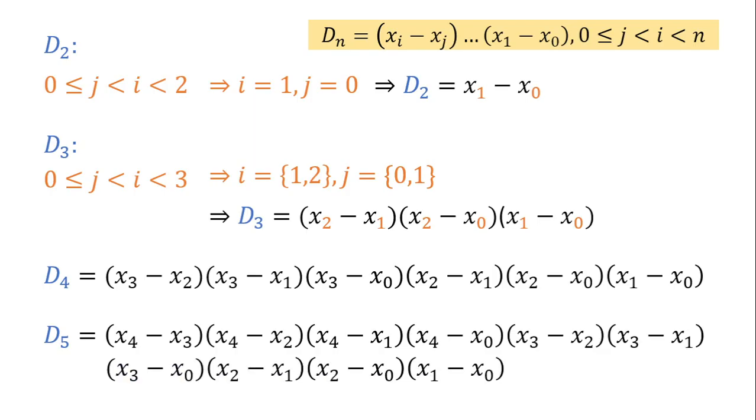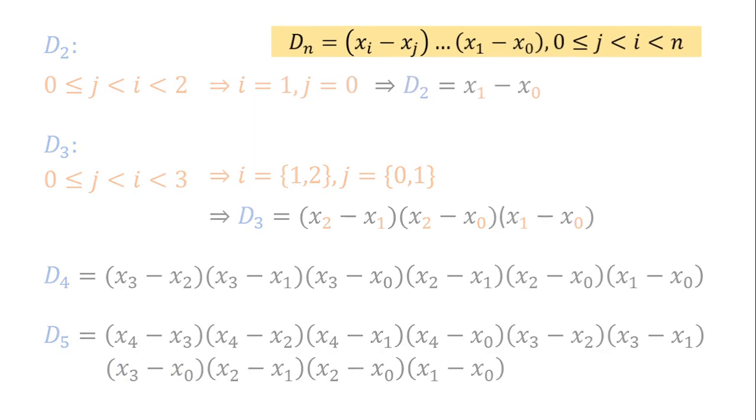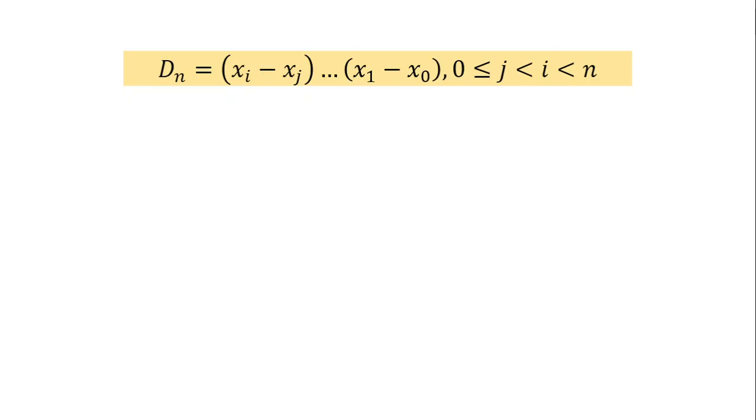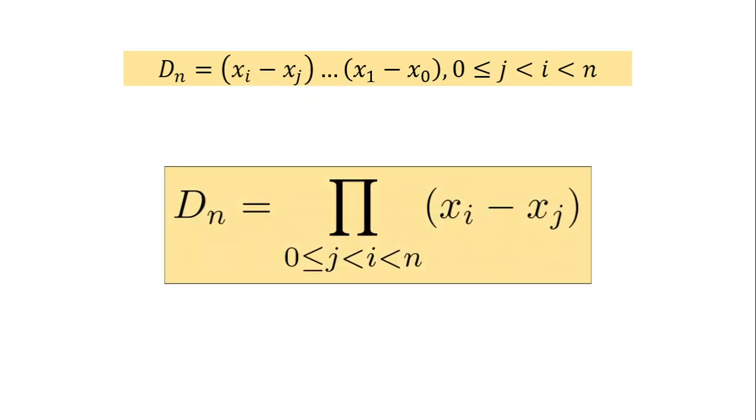By the way, you can also write this more compactly by using a big pi, aka the product symbol. But don't let it scare you. It's just notation. So there it is. That's the Vandermonde determinant. And the reason why it is so useful is that it reduces the number of operations dramatically. Great job! We're essentially done.